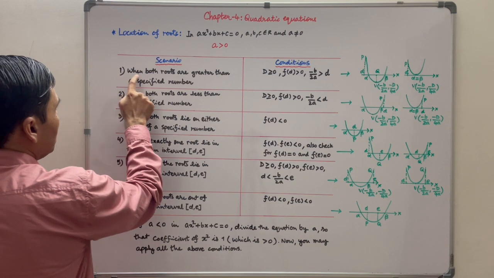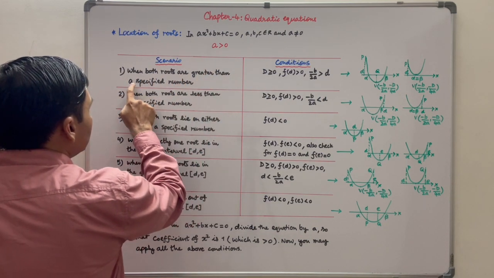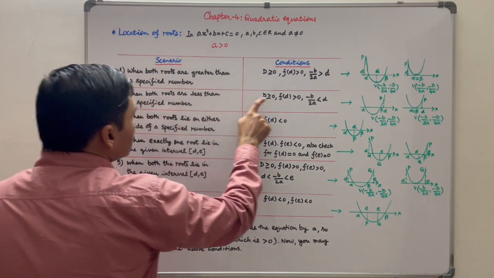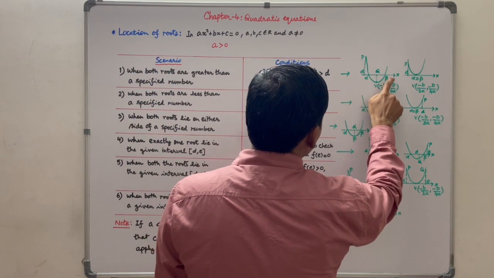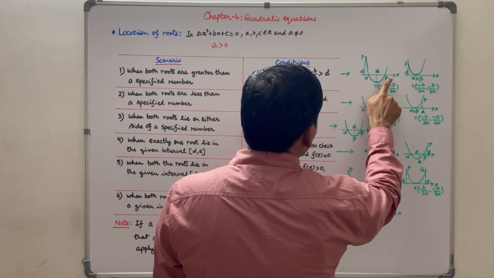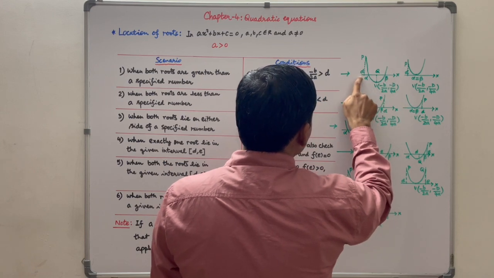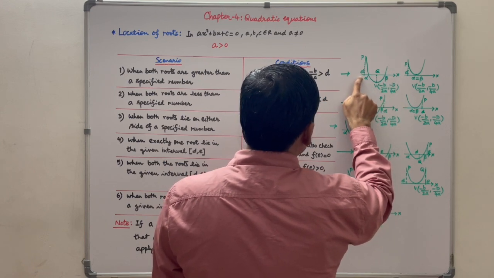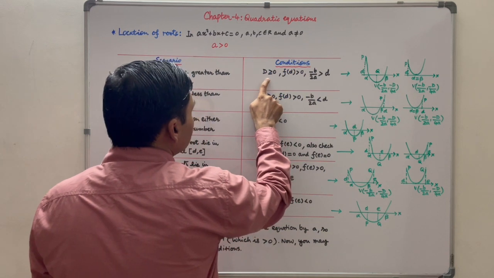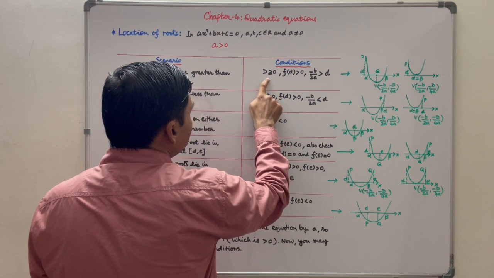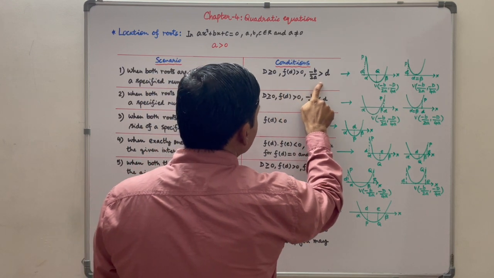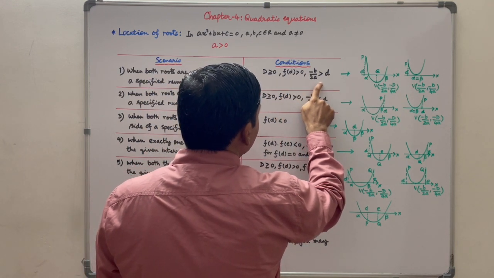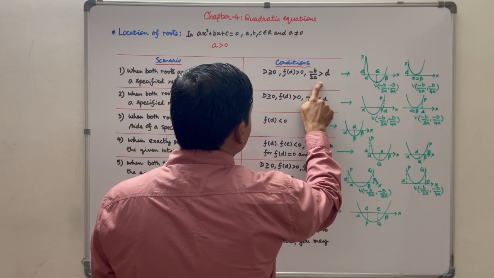Scenario 1. When both roots are greater than a specified number. Suppose the specified number is d and roots are alpha and beta. Then alpha and beta both are greater than d. Conditions applicable in this scenario are D is greater than 0 or D is equal to 0, Fd is greater than 0 and minus b by 2a is greater than d. Let us understand them one by one.